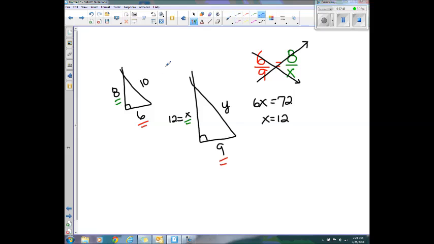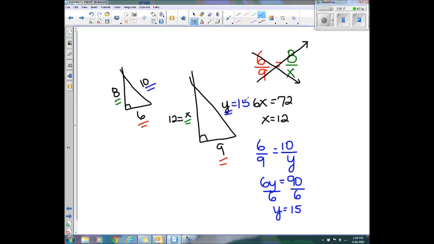I can do the same thing to figure out what y is equal to. I can say 6/9, the two sides I knew initially, has to be the same as 10/y. If I multiply my cross products, I find out that 6y is equal to 90. Dividing both sides by 6 gives me y equal to 15. So knowing that triangles are similar, we can set up proportions to help us find the missing sides if we know only pieces but not all of the sides of the triangle.